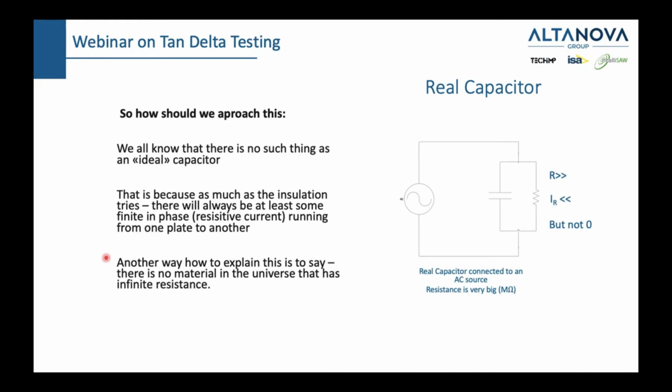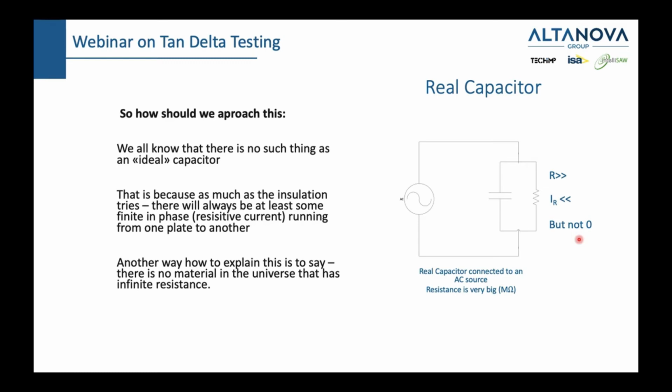Well, the real capacitor itself has one resistor connected in parallel. This resistor has a huge resistance. We talk about hundreds of megaohms, which means that the current flowing through this resistor is very small, in the range of milliamps or microamps, but it's not zero. And if it were zero, then we wouldn't have all this webinar today. We wouldn't have any issues actually with the insulation. It would be perfect.